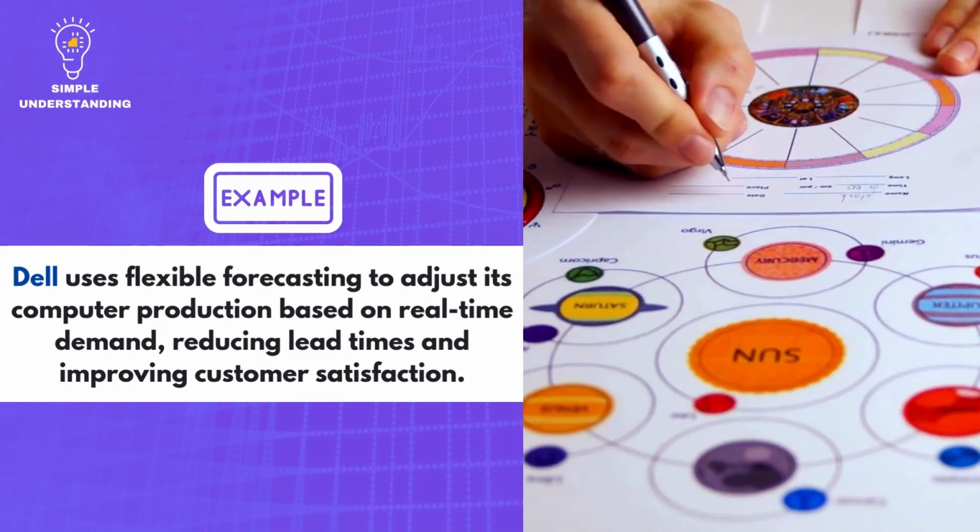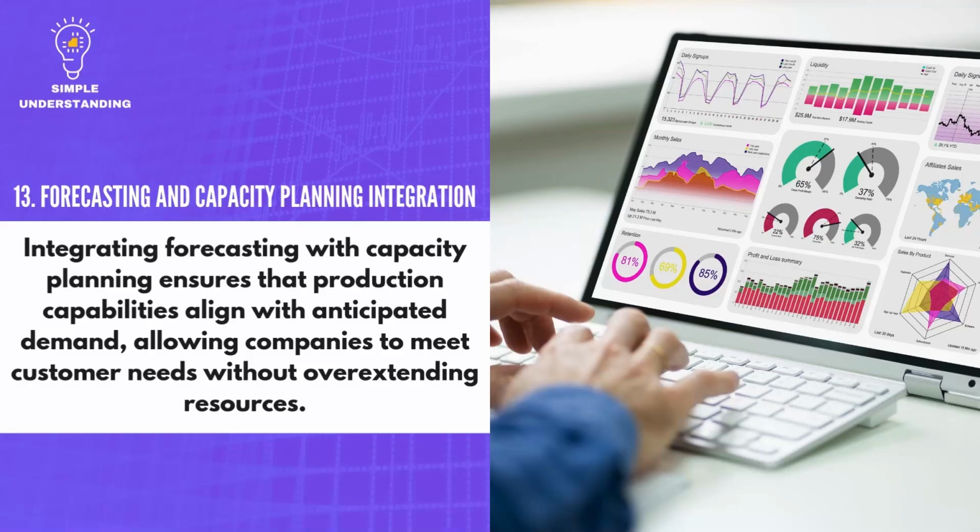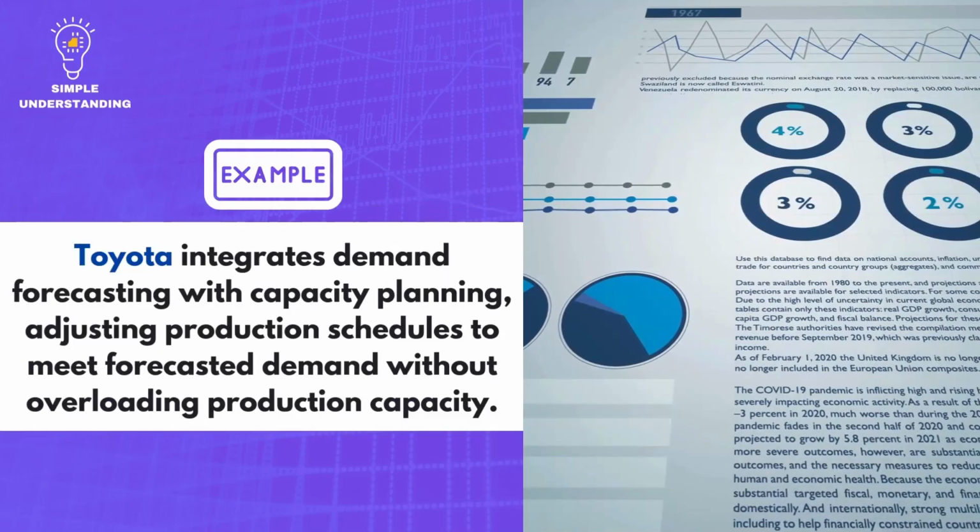improving customer satisfaction. Expansion. Flexible forecasting uses tools like just-in-time inventory and demand-driven supply chains to respond to changes quickly. This adaptability minimizes lead times, reduces excess inventory, and supports a responsive logistics network. 13. Forecasting and capacity planning integration. Explanation. Integrating forecasting with capacity planning ensures that production capabilities align with anticipated demand, allowing companies to meet customer needs without overextending resources. Real company example.